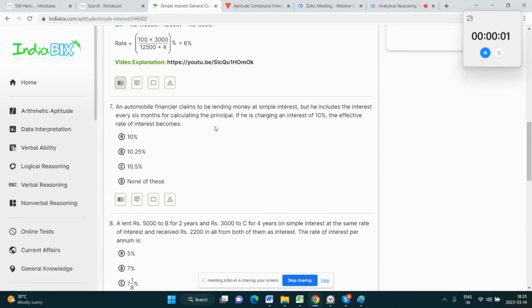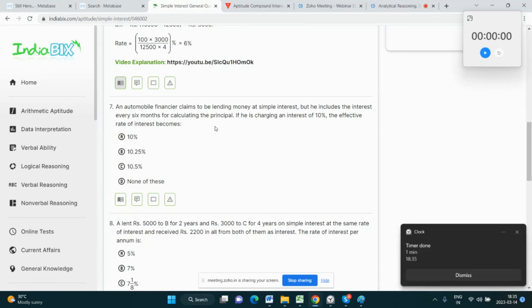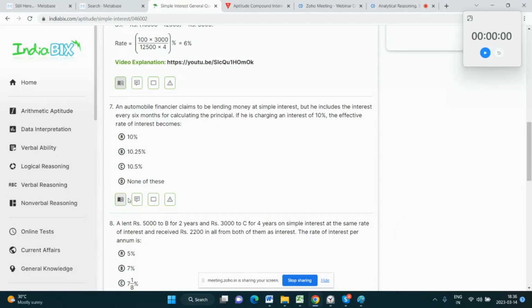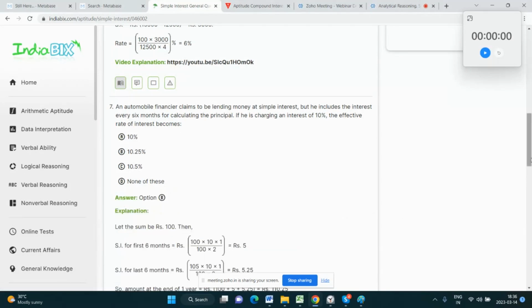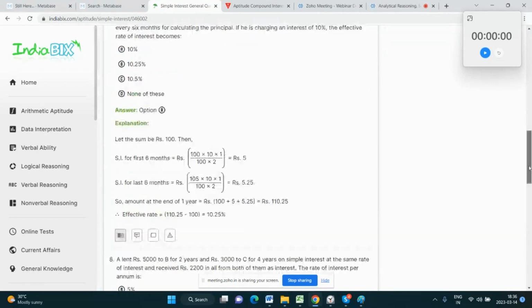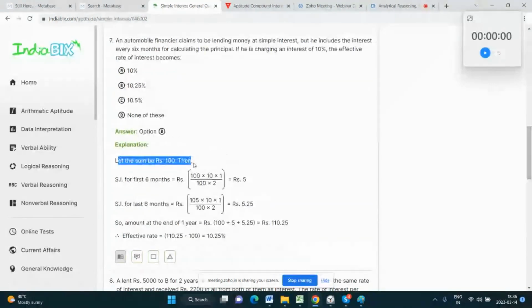If he is charging an interest of 10%, the effective rate of interest becomes what? Let us take a particular sum. Let the sum be rupees 100, because he has not given how much he has taken. Simple interest for 6 months at 10% is rupees 5.